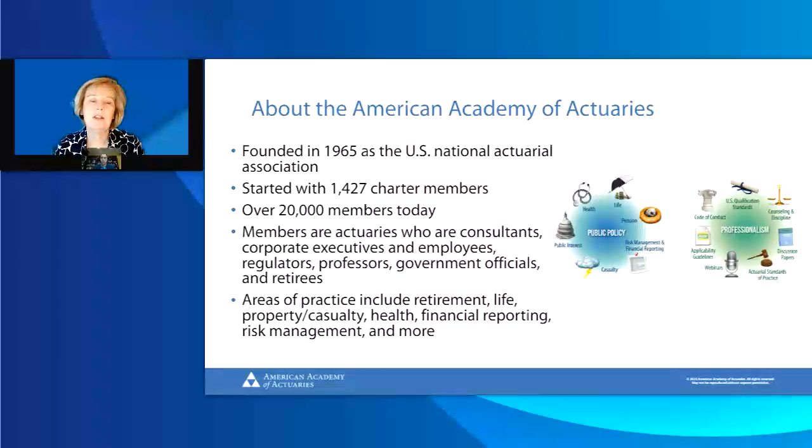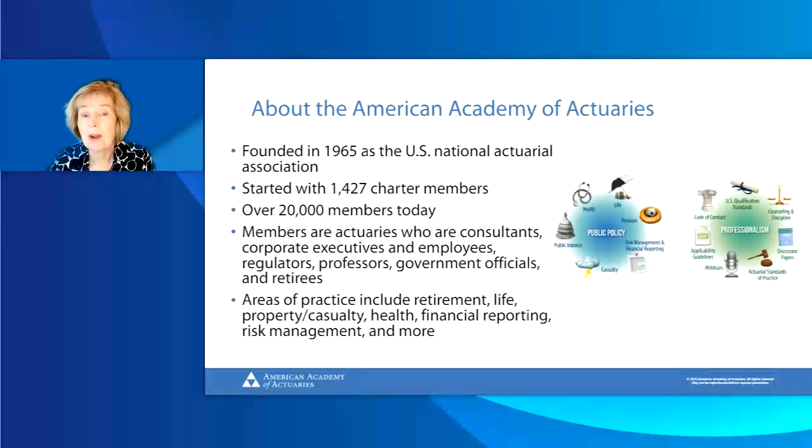So we're going to take a minute to revisit the roots and purpose of the American Academy of Actuaries. It was founded in 1965 as the U.S. National Actuarial Association. Our Academy has grown from about 1,400 charter members to over 20,000 members today. As a member, you're part of a community of professionals with diverse backgrounds and expertise, including actuaries, consultants, corporate executives, regulators, professors, government officials, and retirees. Together, we encompass various areas of practice. You expect retirement, life, property and casualty, health, but also financial reporting, risk management, and many others.